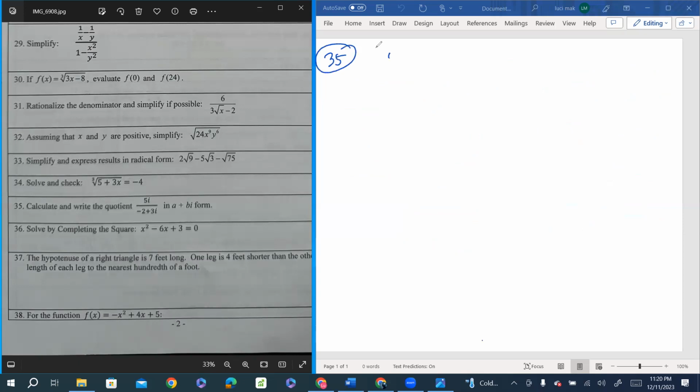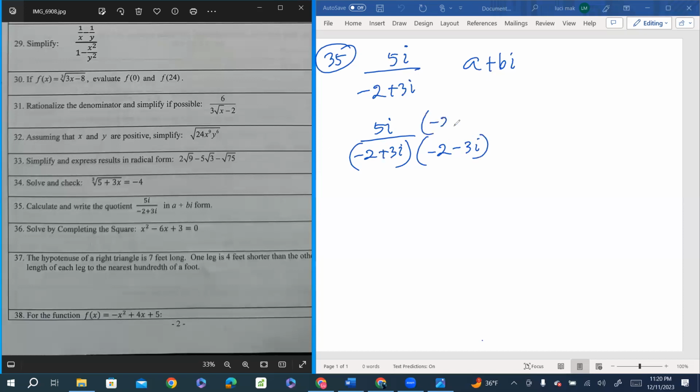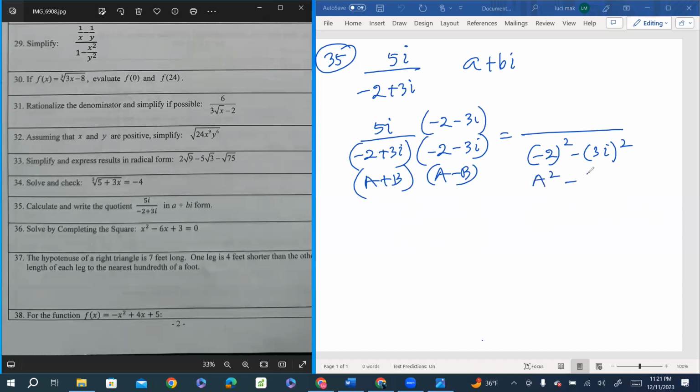35, we want to write 5i over negative 2 plus 3i in the form a plus bi. So multiply by the conjugate. So 5i over negative 2 plus 3i, multiplied by the conjugate, which is negative 2 minus 3i, on the numerator and the denominator. So the denominator is a difference of two squares. So you get negative 2 squared minus 3i squared. Remember, it's a plus b times a minus b, which is a squared minus b squared.